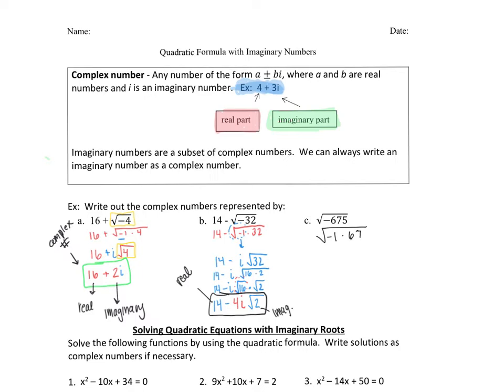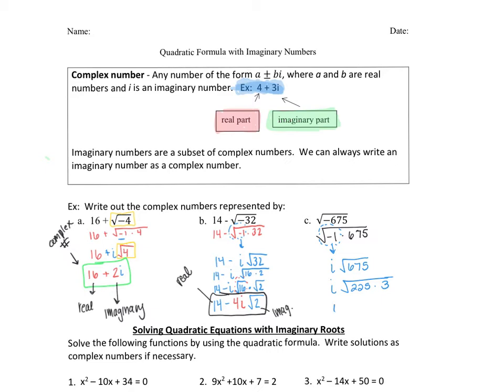So I have breaking it down to -1 times 675. I see that I have the square root of -1, so this drops out as i. And now I have the square root of 675. Okay, then I need to go ahead and find two numbers that multiply to give me 675, with one of them being a perfect square. Okay, and I know that 225 times 3 multiplies to give me 675, and 225 is a perfect square.